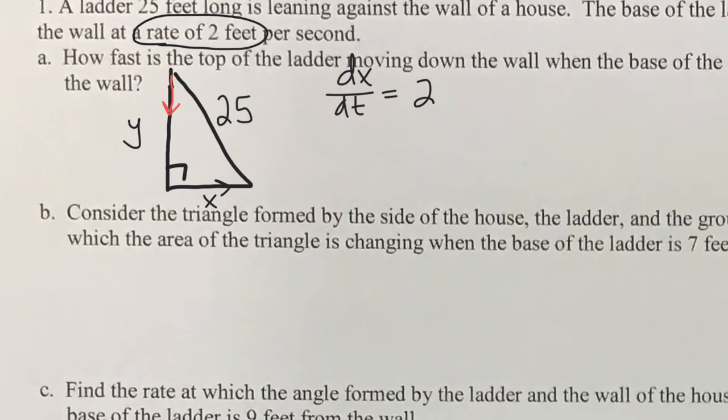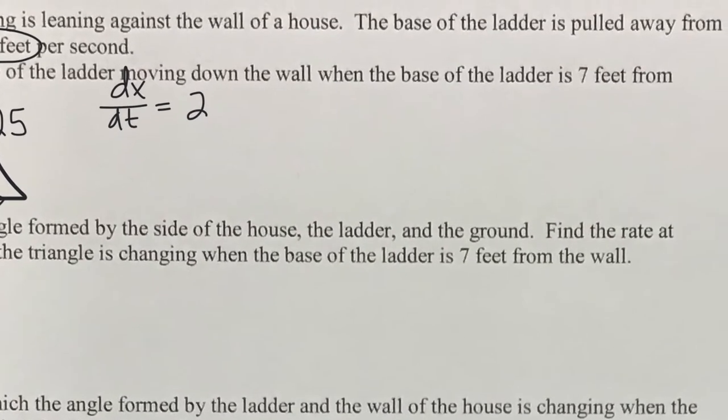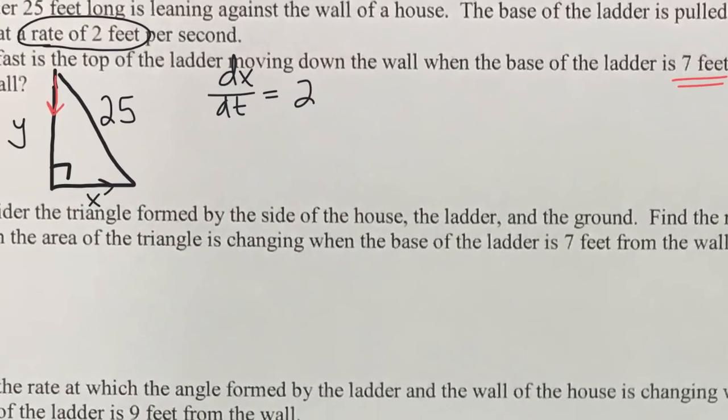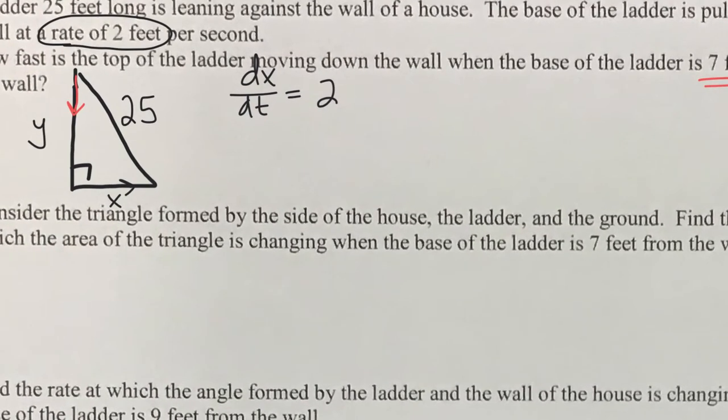So let's see, how fast is the top of the ladder moving down the wall when the base is 7 feet? So we want dy/dt, right? That's the top. We want to find dy/dt when x equals 7. Okay, so here we're going to start.